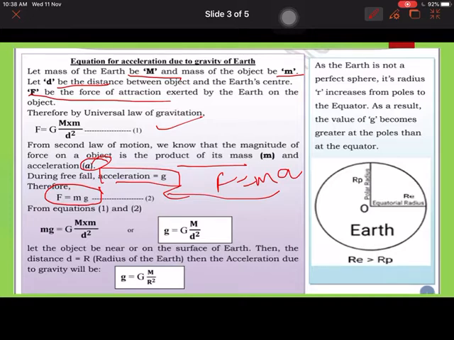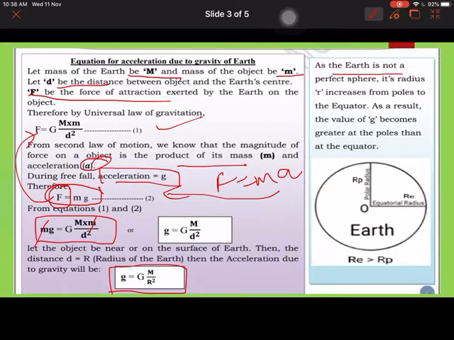Now what we are going to do, we are going to put the value of F from here. So when we put this here, it becomes m g is equal to G M m upon d square. So this small m cancels with this small m. Now the value becomes g is equal to capital G M upon d square. So this is your g value.